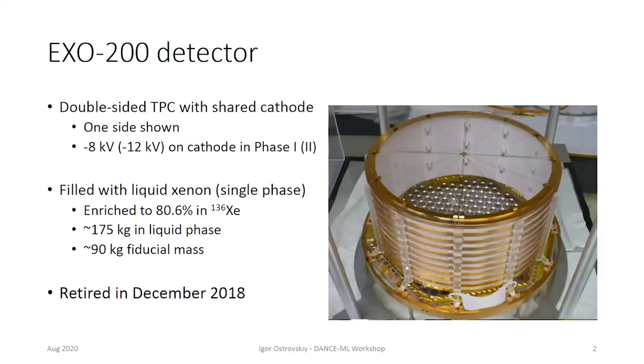Let me start by introducing the detector. So this is, again, a neutrinoless double beta decay search in liquid xenon. And we use a time projection chamber, a single phase time projection chamber. In fact, it's constructed as a dual TPC. So there are two identical halves. This is one of the halves. And they share the cathode, so this mesh. And then there is another half just like that on top of this.